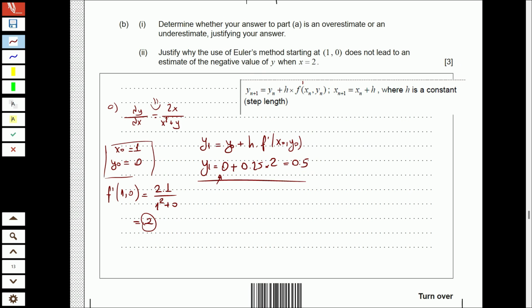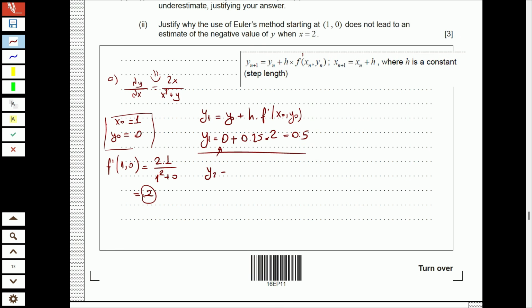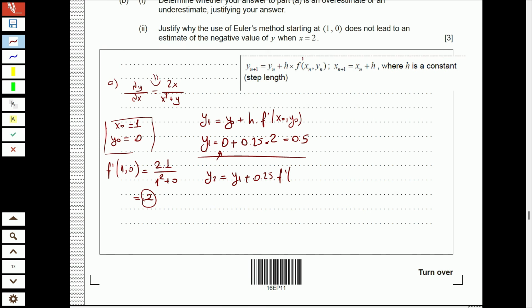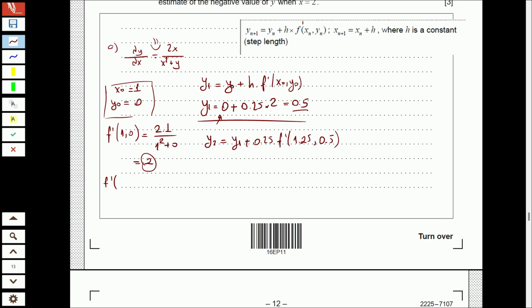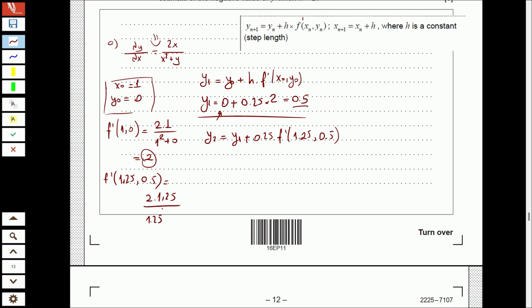Okay, so let's check the next value. It is y sub 1 plus 0.25 times. I will just write in here, since the step length is 0.25, the next x value will be 1.25 and the y value is 0.5. And now I will find in the derivative function the new values. I will apply this: 2 times 1.25 over 1.25 squared plus 0.5. Let's check it.